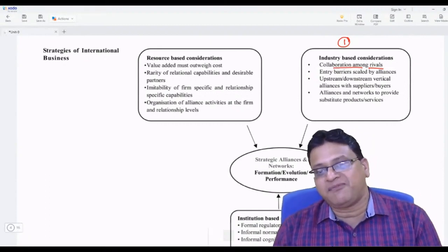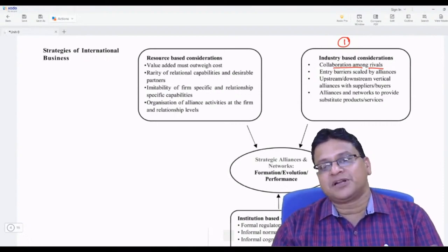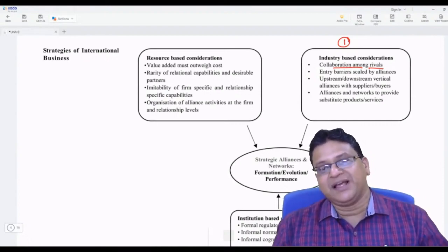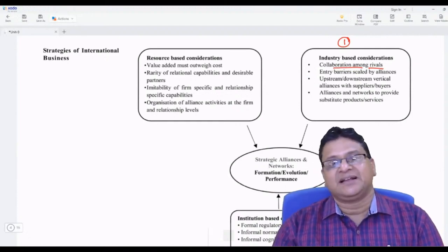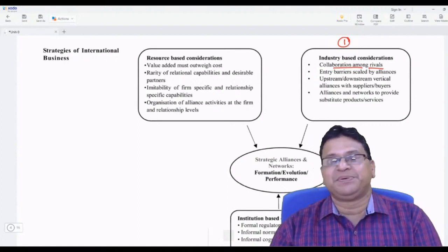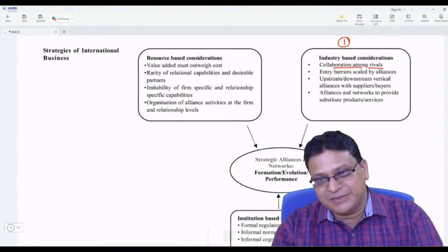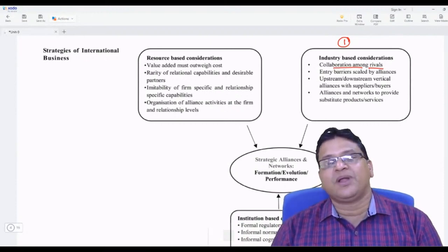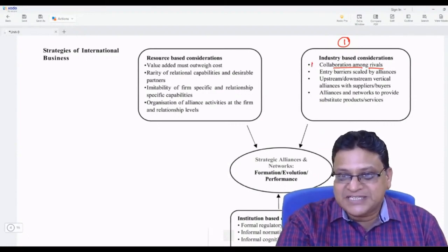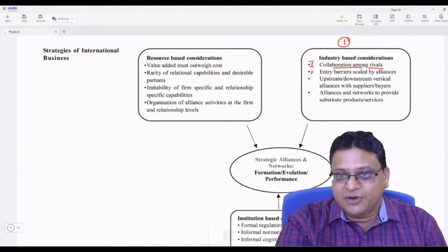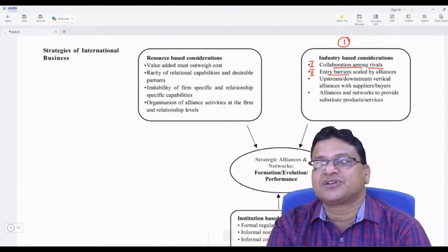Let's take an example. Vodafone and Idea in India were rivals. But as Jio entered the market, Vodafone and Idea merged together. Previously, they made an alliance. Next, they merged together. That is known as VI. They created VI to reduce the rivalry among themselves and fight with Jio. That is collaboration among rivals. Then entry barriers. In some cases, there are entry barriers. In order to avoid the entry barriers, the strategic alliance takes place.